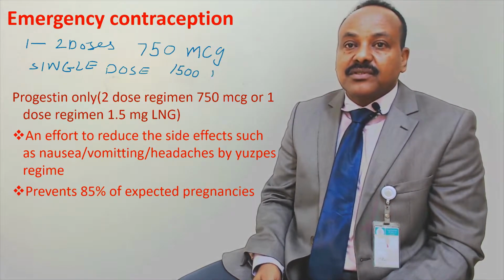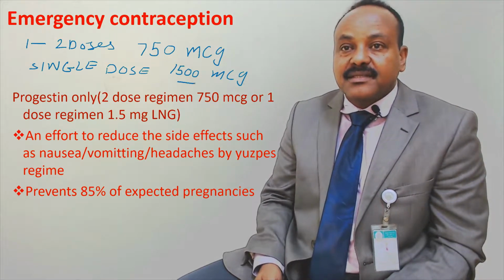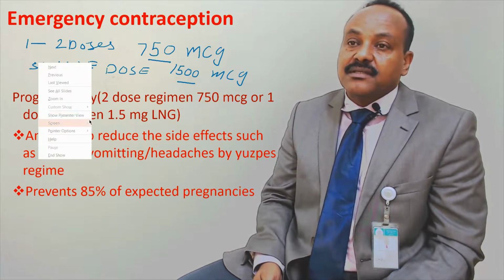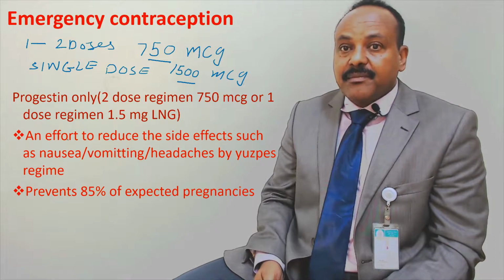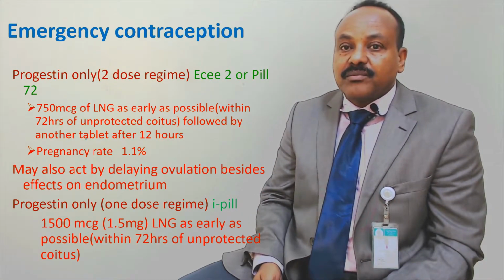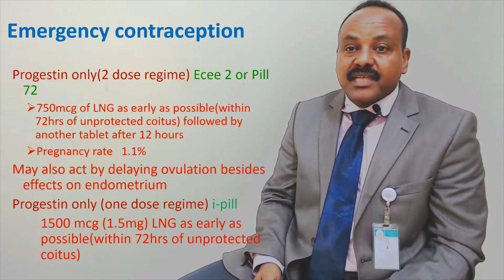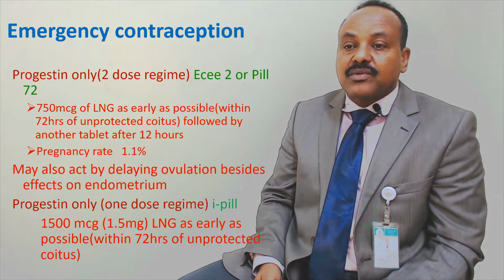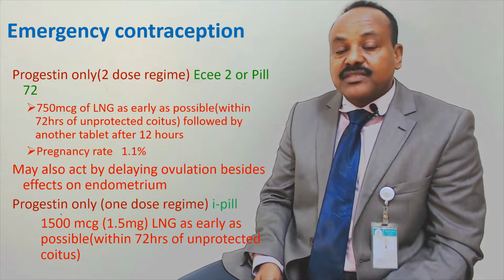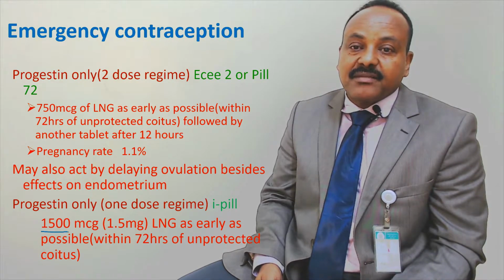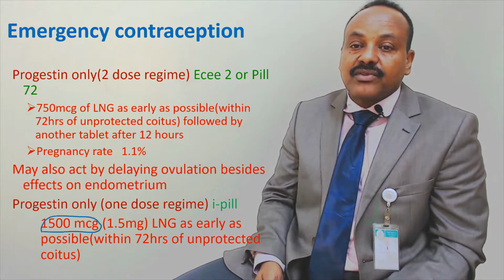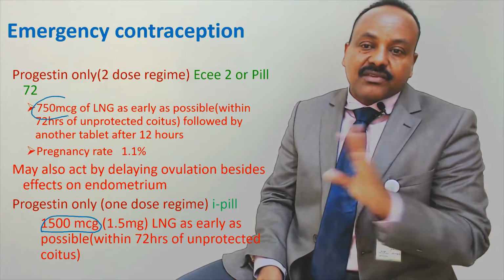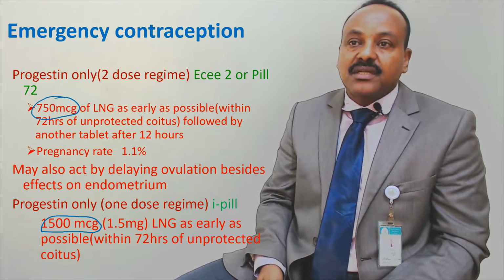Another type of these progestin only pills is what we call AC2 pill. This is the commercial name, and the pregnancy rate is 1.1%. It may also act by delaying ovulation, besides its effect on the endometrium. And progestin only 1 dose, this is what we call, I think, I pill. It is a single tablet composed of 1,500 microgram or 1.5 milligram of levonorgestrel. Also, as I told you before, this should be used within 72 hours from the unprotected sexual intercourse.